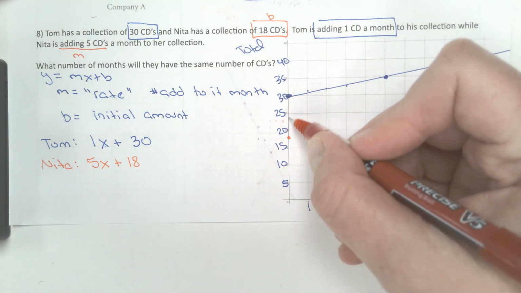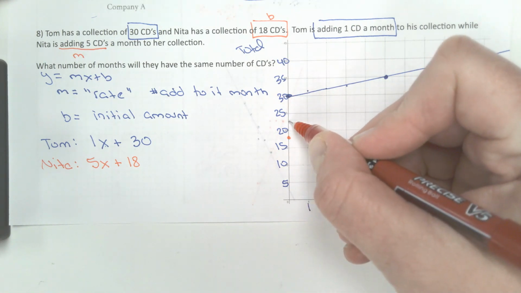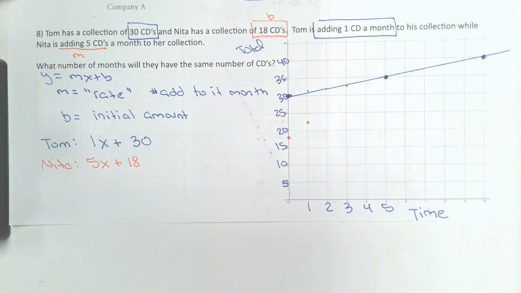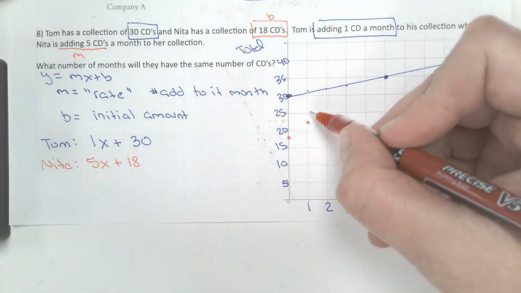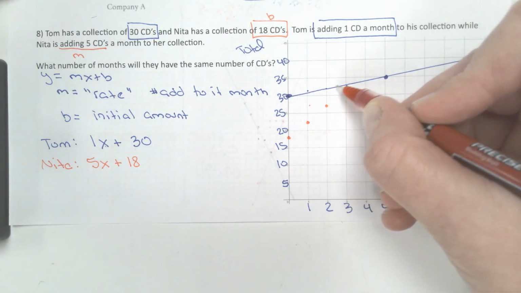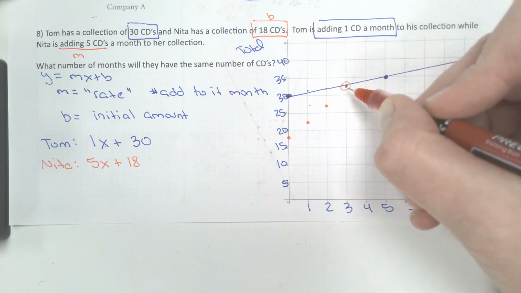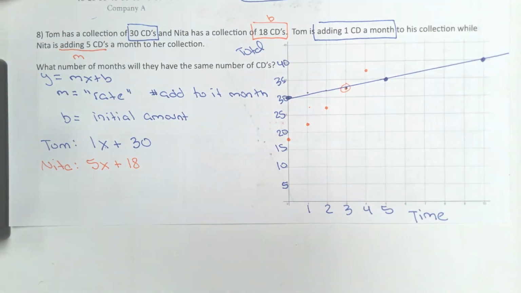Since these count up by fives, when I go up five, I'm basically in the middle of a grid line again. Go up five, over one, up five, over one. Oh, there's my winner. Up five, over one.